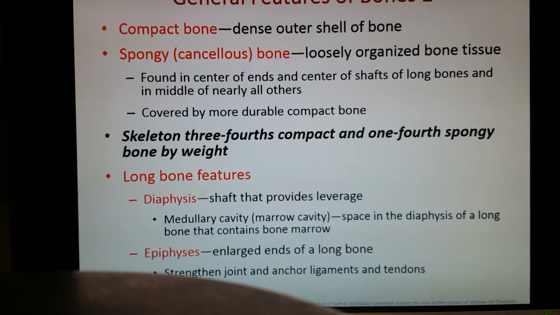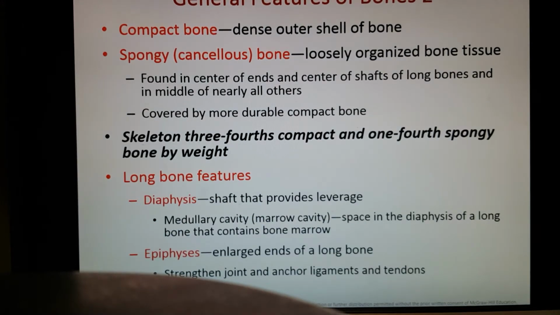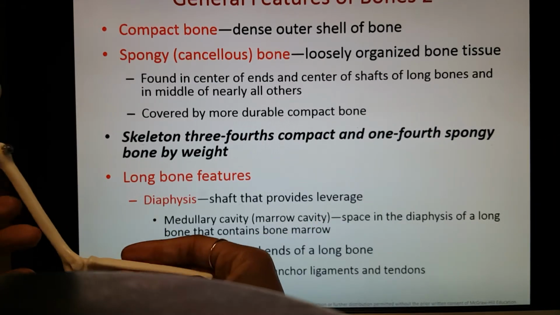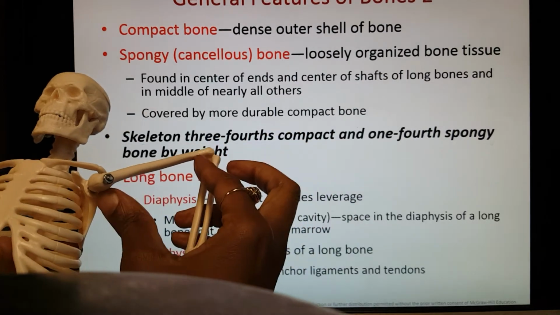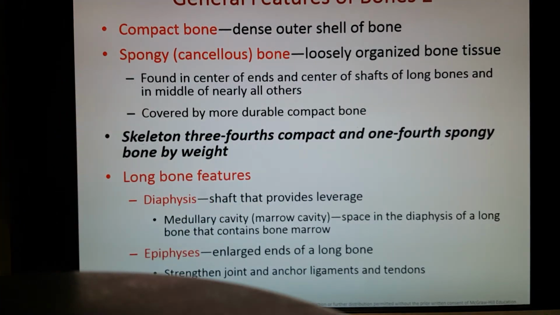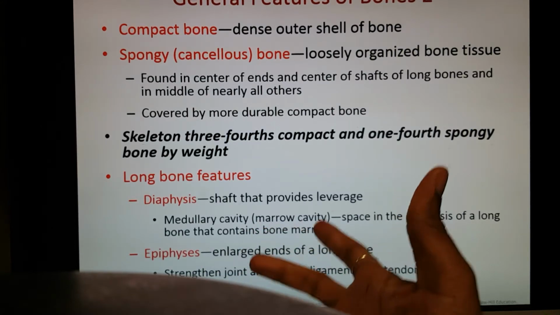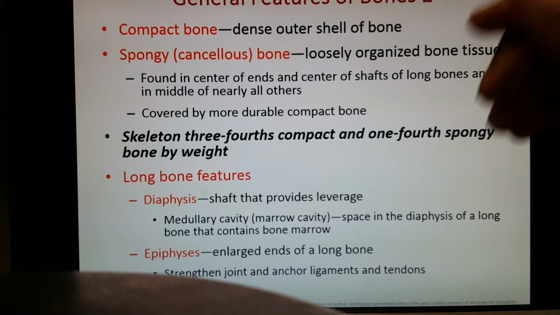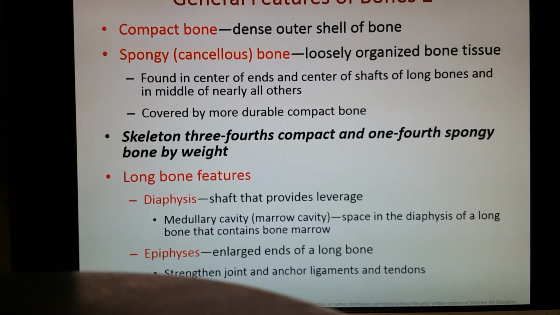So going back to our long bones. Our long bones have different features. The first feature is the diaphysis, which is the shaft that produces leverage. So it's this middle section here. And then inside your diaphysis is your marrow cavity. It contains your bone marrow. It's also called your medullary cavity.